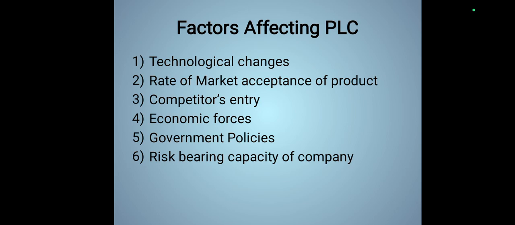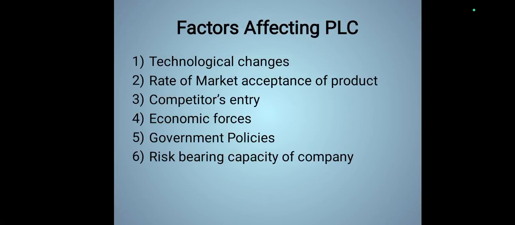Now let's talk about the factors that affect the product life cycle. What brings about the changes in these stages of the life cycle of a product? Number 1 is the technological changes. We can also call them the technological advancements. As the technology keeps advancing, if your product is not up to date with the technology, then it will have to face lower sales, it will have to face the decline stage. In this example, we can also talk about the Nokia company, which did not update itself with the technological advancements and had to face a closure of the company.